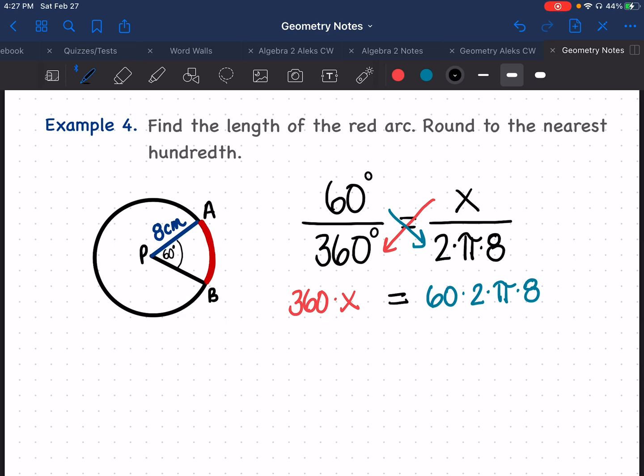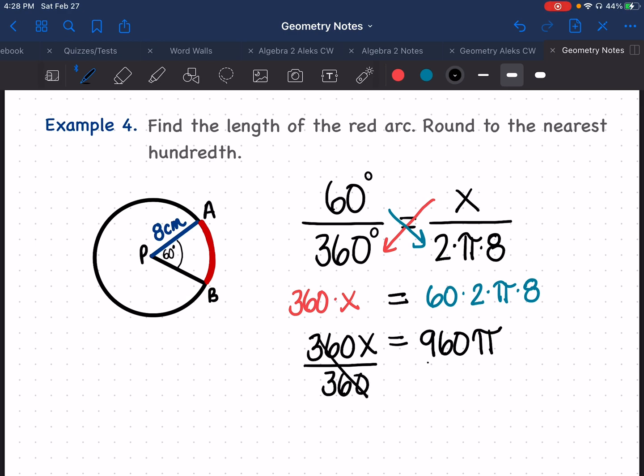Now what I'm going to do next is show you that you can write this teal side. You can just multiply all the numbers. So you could do 60 times 2, 120, 120 times 8, 960 pi. Okay, sometimes you get asked to leave your answer in terms of pi, and this is what they're talking about. Okay, we're going to divide both sides by 360.